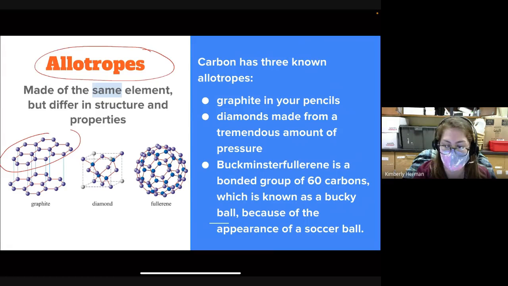Now, we'll see the diamonds made from a tremendous amount of pressure. You'll notice that the structure differs. It's still made out of carbon, but it's a much stronger substance. You'll even see on some tools that they have a diamond tip on the tool to cut through stuff. Now, our last one is our Buckminster fullerene, which is actually a group of 60 carbons. A lot of times we call it a buckyball because it kind of looks like a soccer ball.